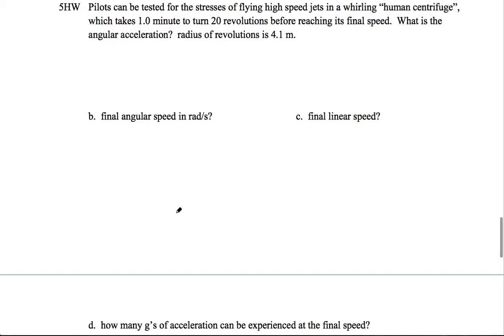The last question here is a test pilot in a whirling human centrifuge, which takes 1 minute and 20 revolutions before reaching its final speed. So what is the angular acceleration? Well, I know a time of 1 minute, which I really want as 60 seconds. I know a change in angular displacement of 20 revolutions, and if I convert that to radians, that's 125.7 radians.